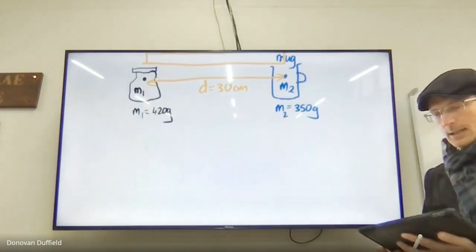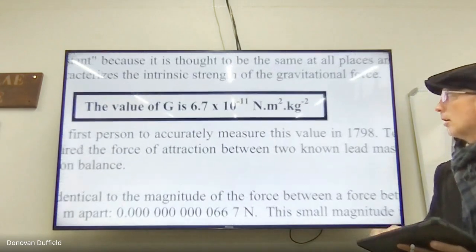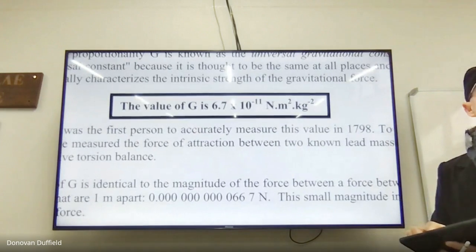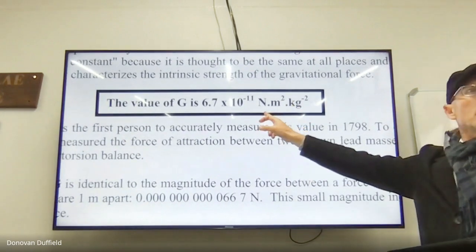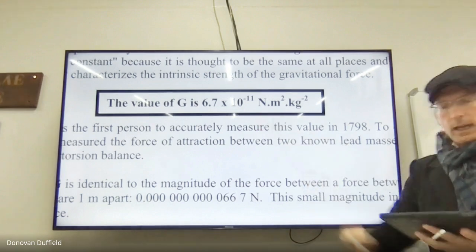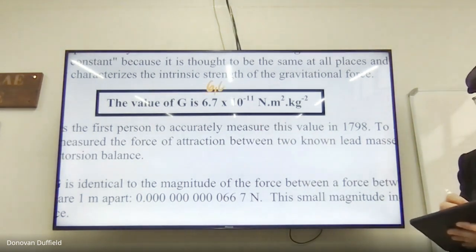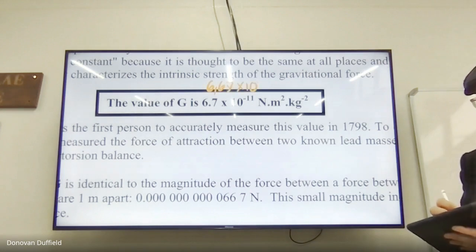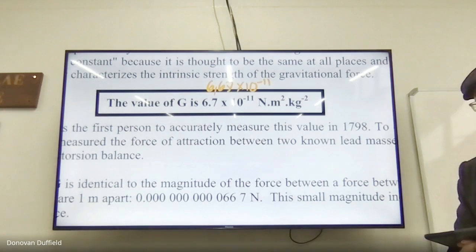Okay, so let's now go and take a look here. What is the value? Oh my word, that's small. Oh my word, that's tiny. That, ladies and gentlemen, is the gravitational constant for gravity in the universe. And in NSC we use 6,67 times 10 to the negative 11.